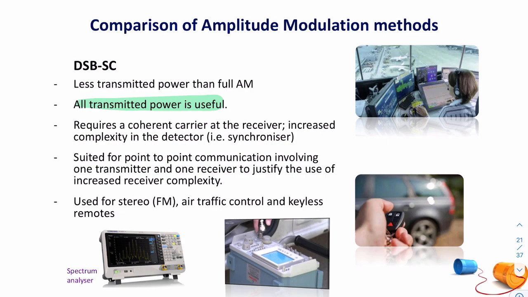You often find this in applications like air traffic control. So at the airport, the air traffic controllers use DSB, but you also find this in the remote controls for garage doors and for car fobs. So in situations like this, where you have short range, where power is important, and where you have limited power at the transmitter, you don't have the capacity to waste power in the carrier, you use DSB-SC.